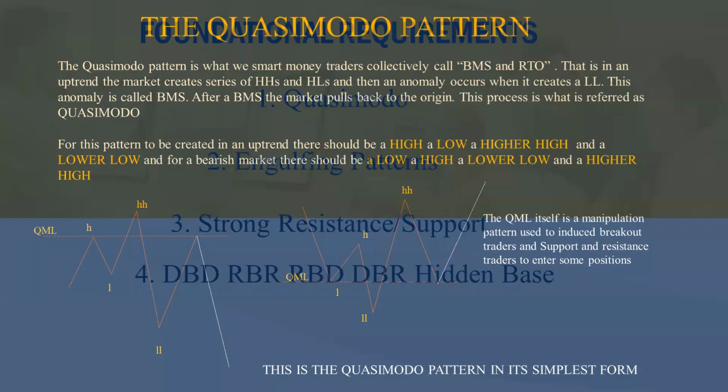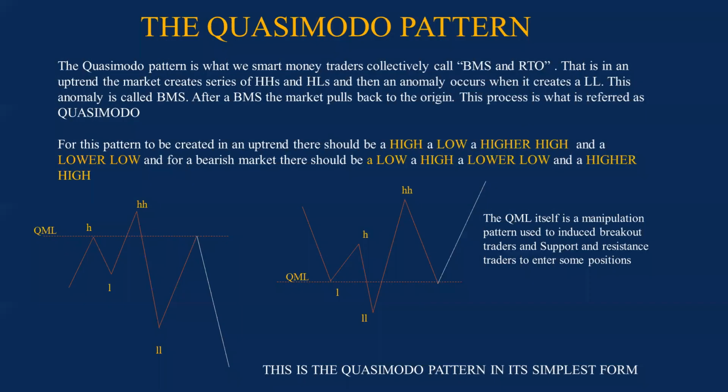The Quasimodo pattern is what we smart money traders collectively call BMS and RTO. There's a break in market structure and then there's a return to origin. We call it BMS, but supply and demand call it Quasimodo.